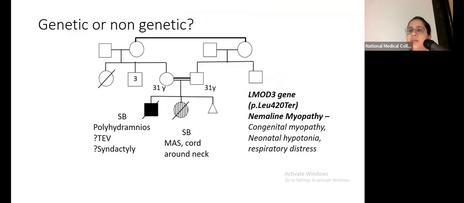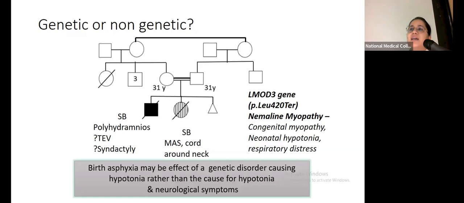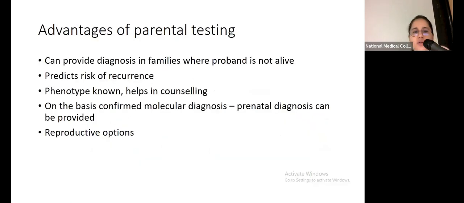Now this leads to congenital myopathy, neonatal hypotonia, and respiratory distress. Now all these factors can actually lead to birth asphyxia, which must have led to the meconium aspiration syndrome in the child. So from this we found out that birth asphyxia in this case is an effect of a genetic disorder which caused hypotonia, rather than being the cause for hypotonia and neurological symptoms. And we had many similar cases in the last few years, and that is why we decided to analyze such cases and to find out whether doing next generation sequencing in the parents where there's a history of lethal disorder in the family actually provides some answers or not.